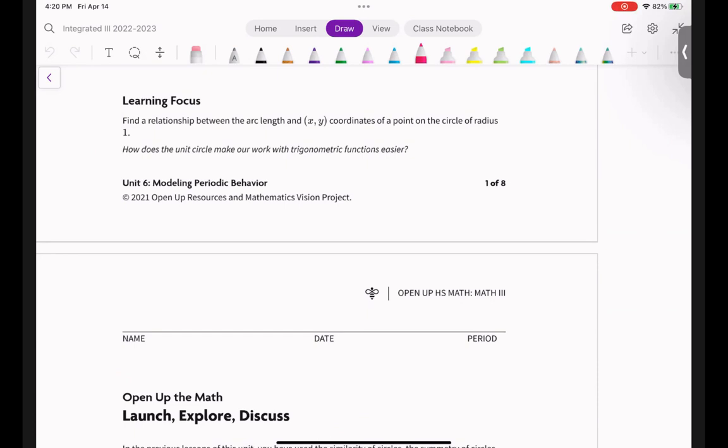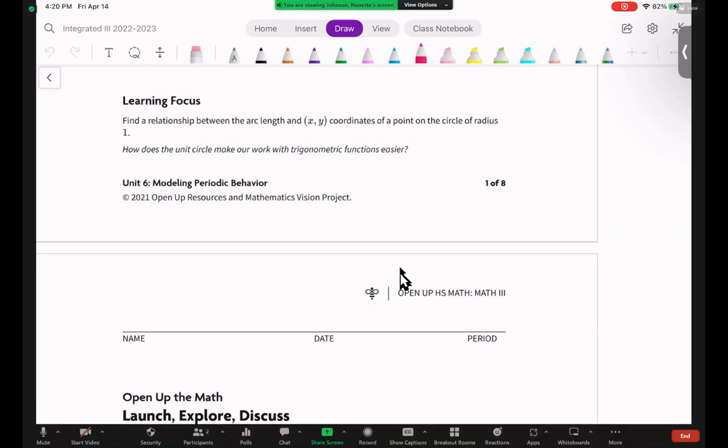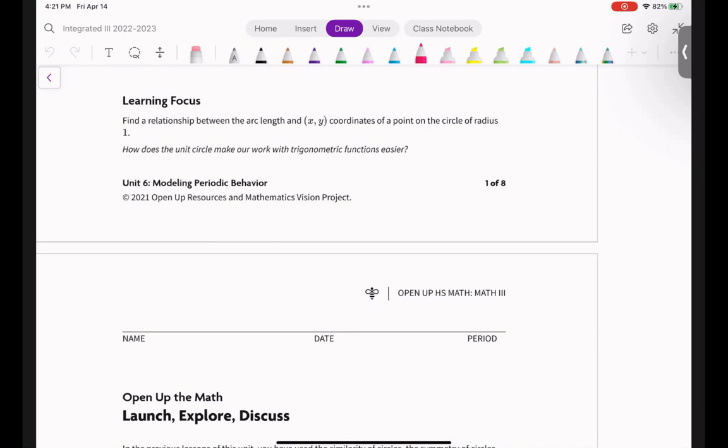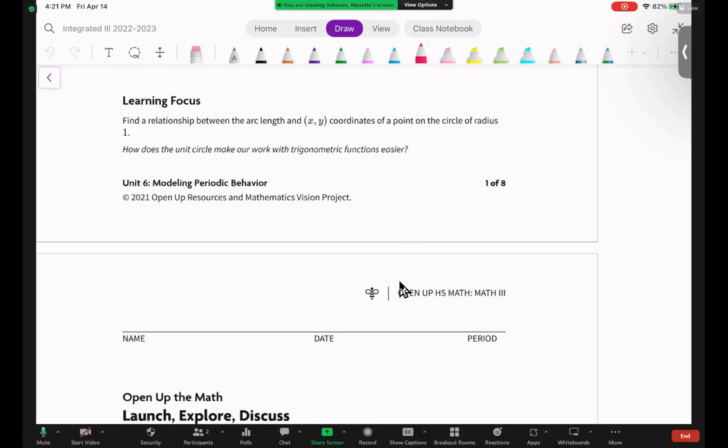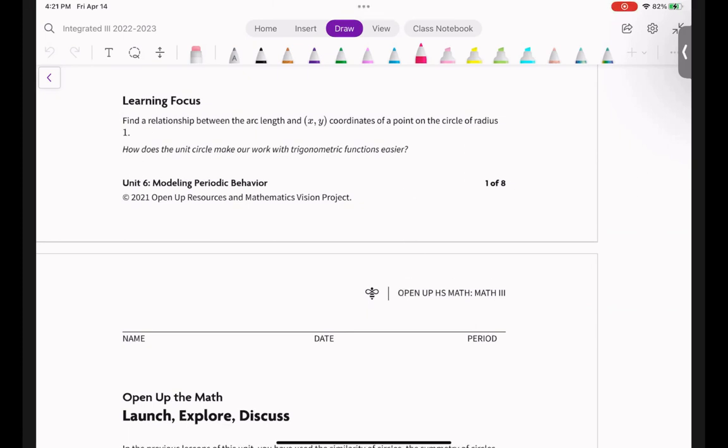And so by the end of today, you'll be able to find a relationship between the arc length and x, y coordinates of a point on the circle of radius 1. And how does the unit circle, that's what the circle of radius 1 means, we'll call it the unit circle, make our work with trig functions easier. And I will say this is one of my favorite things to talk about is the unit circle, because I don't know, it just makes a lot of sense.